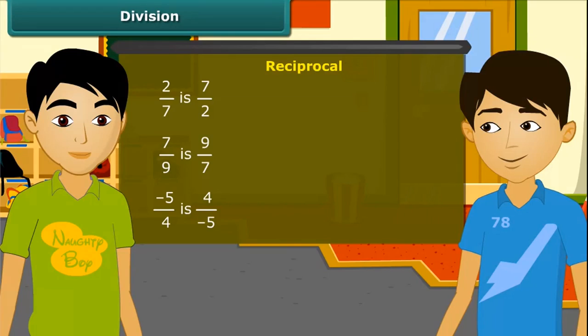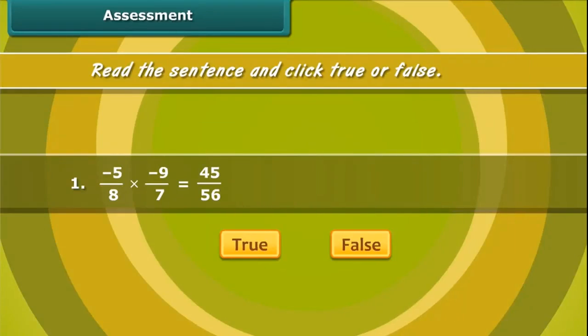Correct. So when we divide one rational number by another rational number, we multiply the rational number with the reciprocal of the other number. Click true or false.